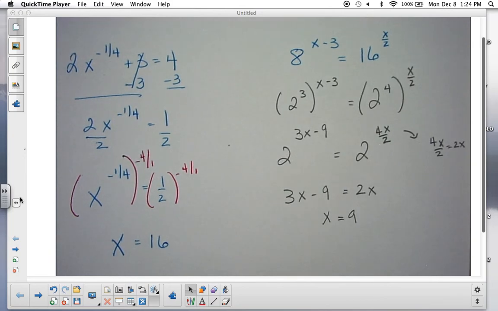Remember that tomorrow you do have a quiz on day 1, just the exponent rules. So you might want to look over those first 8 from video number 1. And hope you did well with this.